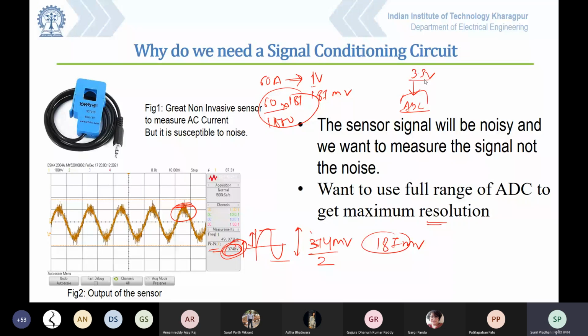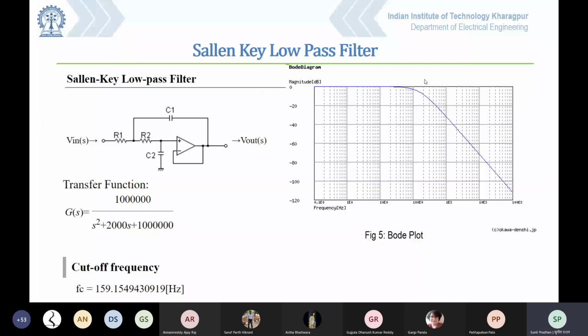In the signal conditioning circuit, first I will be using a very good filter. This is a standard Sallen-Key low pass filter. If you have read in your analog systems, while designing an analog filter you can go for first order. But in first order, you can't get a very good output. So this is a second order Sallen-Key low pass filter. This can also be a very good question for your assignment, but okay, leave it. After solving it, you can get a cutoff frequency of 159 hertz.